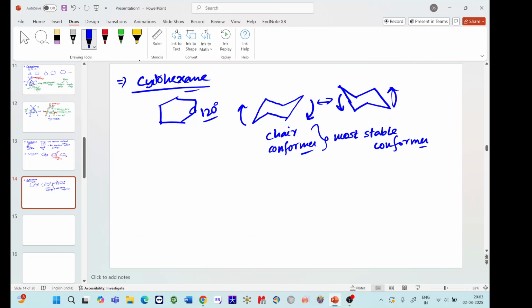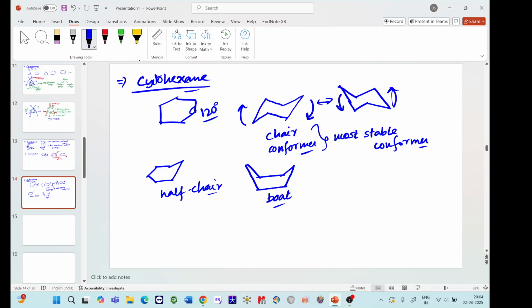You have another conformer also, which is called half chair. It is something like this. Okay, this is called half chair. And you have the boat conformation. This is called the boat conformation. And all these structures you can view through the Newman projection also. So we'll come into that.